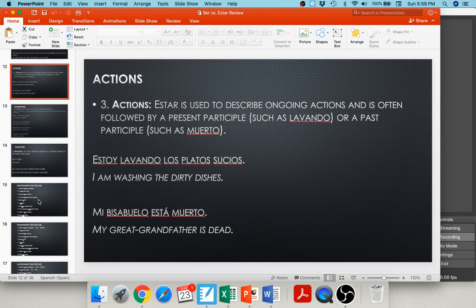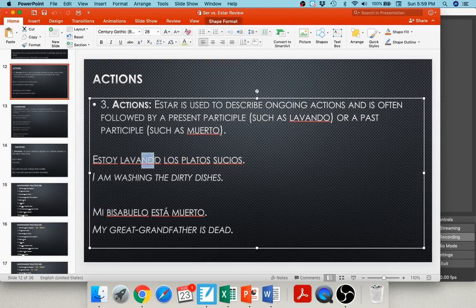So if a verb ends in -AR, we chop off that -AR and add -ando. If it ends in -ER or -IR, we chop off that -ER or -IR and add -iendo. So "estoy comiendo, estás bebiendo," and so on and so forth for that -ing, usually ending in -ando or -iendo. Here's an example. "Estoy lavando los platos sucios." I am washing the dirty plates or the dirty dishes. That's an -ing because it ends in -ando. Anything that ends in -ando or -iendo is going to be in that action or present progressive tense.